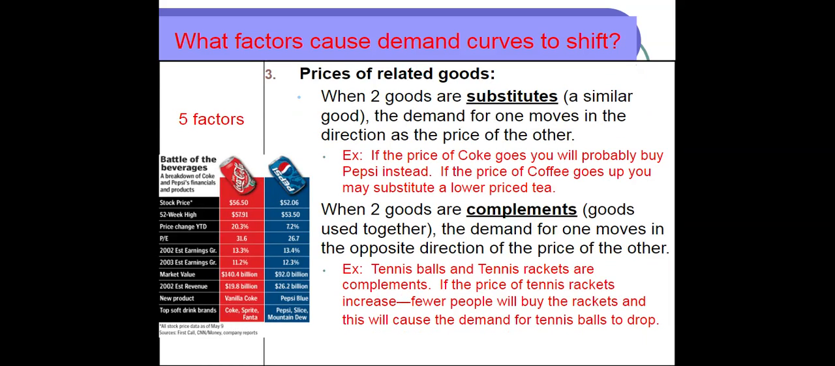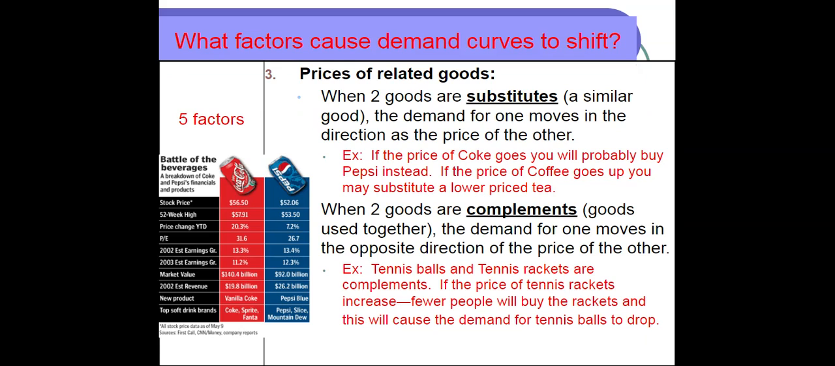The third factor, price of related goods. We've gone over the price of related goods before, but let's go ahead and get the formal definitions down since we haven't done that yet, and then you'll be able to have this for your next test. When two goods are substitutes, that means they're similar goods, and the demand for one moves in the same direction as the price of the other. An example would be if the price of Coke goes up, you will probably buy Pepsi instead.